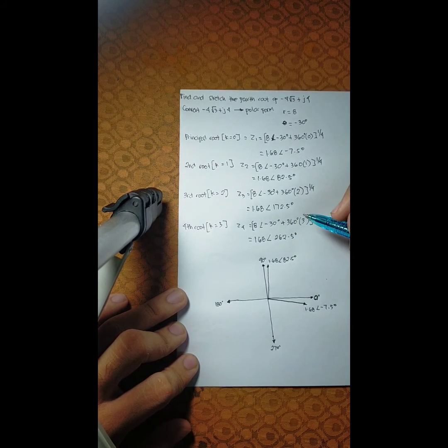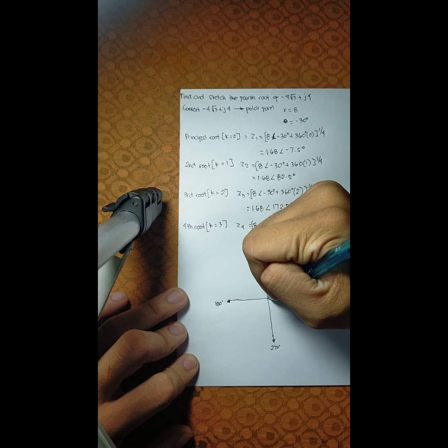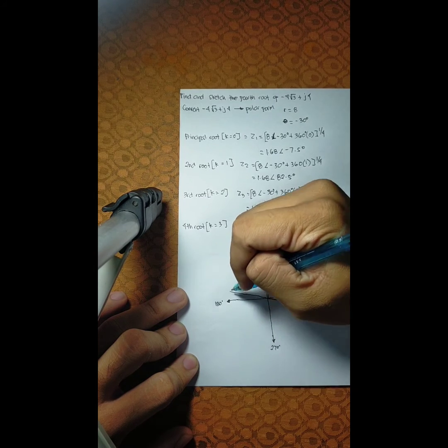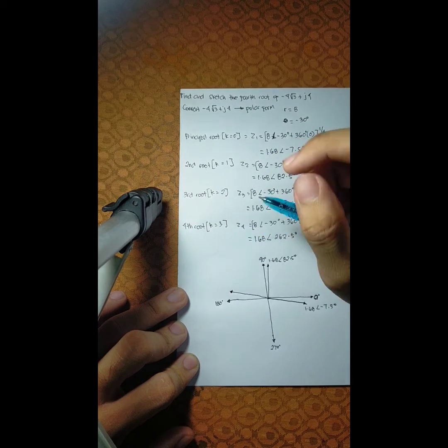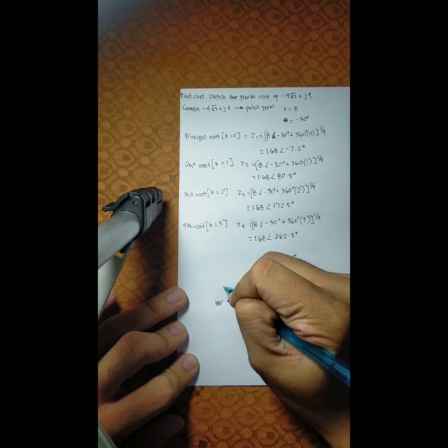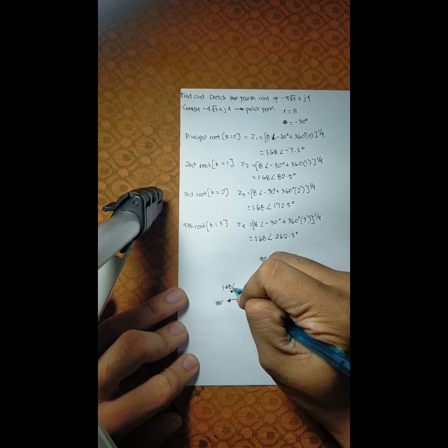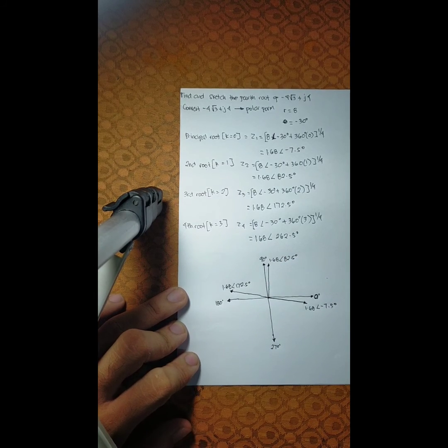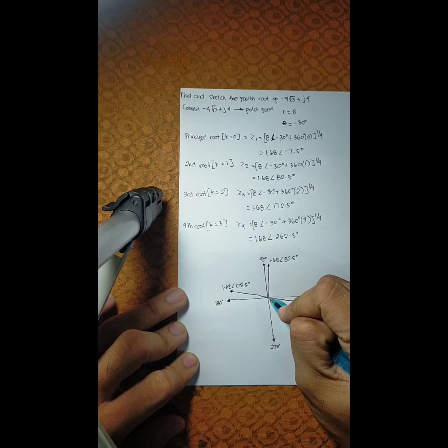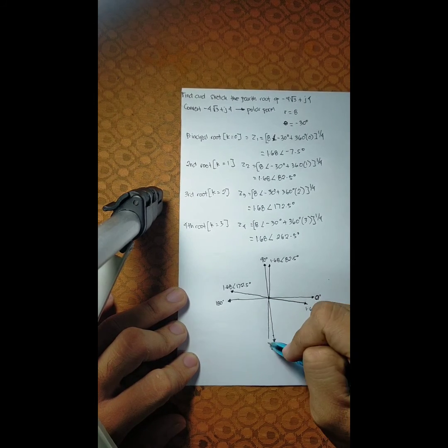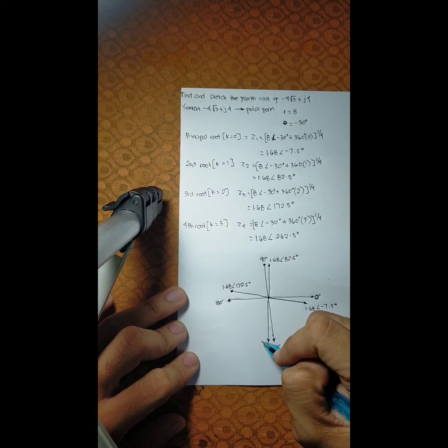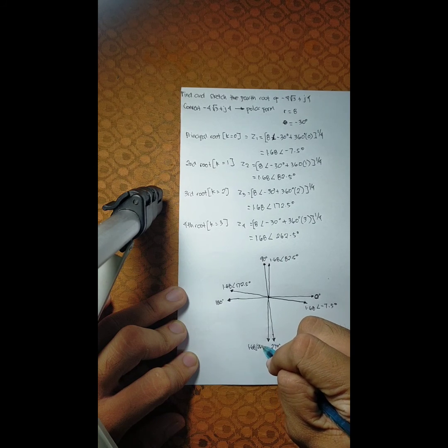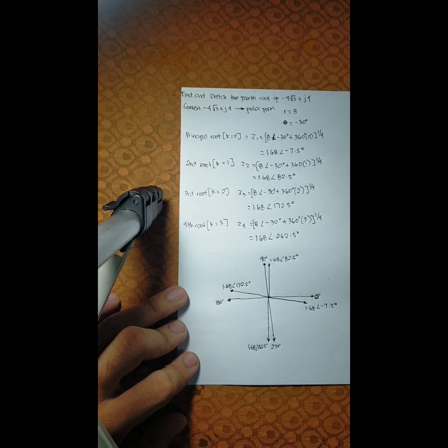And our third root, we had 172.5 degrees. And our fourth root is 262.5 degrees. Okay, so that's all our answer.